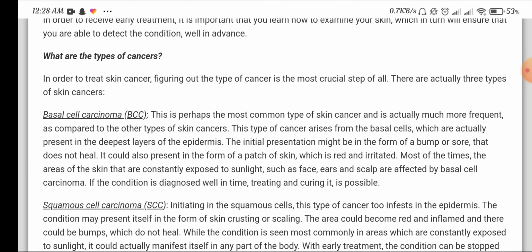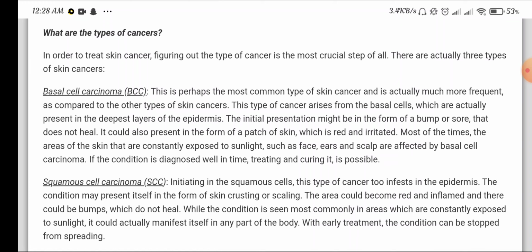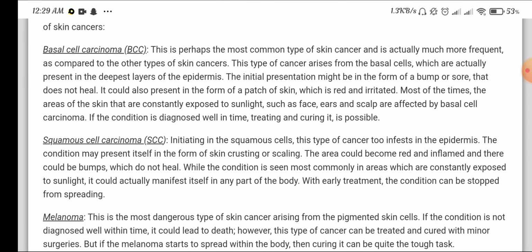What are the types of skin cancer? In order to treat skin cancer, figuring out the type of cancer is the most crucial step of all. There are actually three types of skin cancer. Basal cell carcinoma (BCC). This is perhaps the most common type of skin cancer and is much more frequent as compared to the other types. This type arises from the basal cells, which are present in the deepest layers of the epidermis.